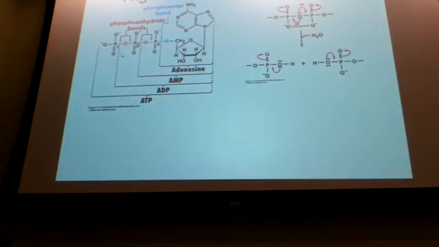The phosphoanhydride bond is high energy. When we're talking about hydrolysis, we have a nucleophile coming in, and any of these phosphorus are potentially an electrophilic site that could attack. So water could attack here, or it could attack there, or it could attack here.